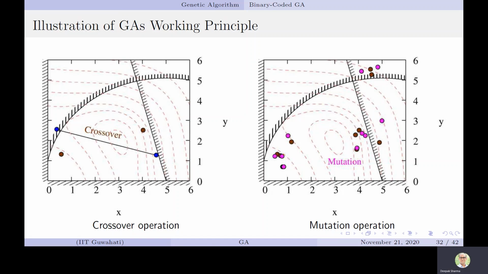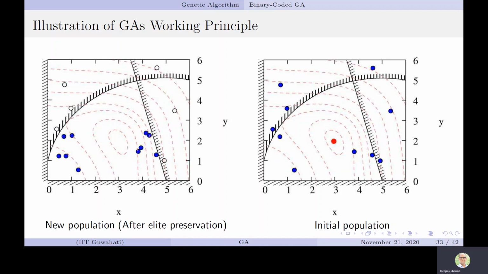And then we perform the mutation. So we get these purple, or you can say pink, dots. These pink dots mean there is a small perturbation for some of the solutions because we perform mutation with a less probability.